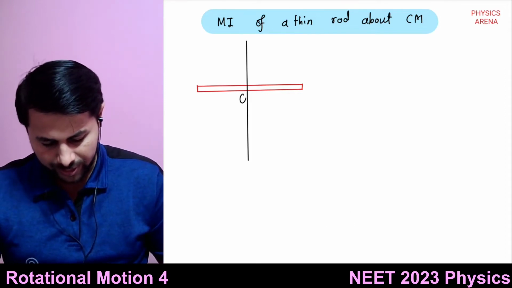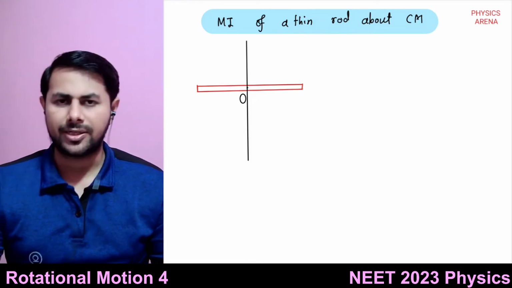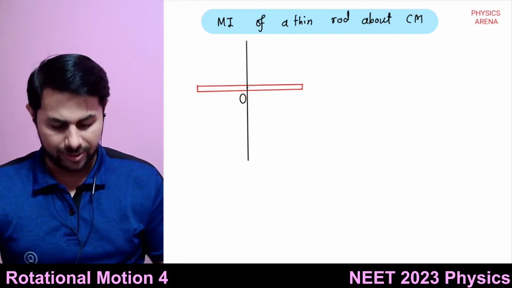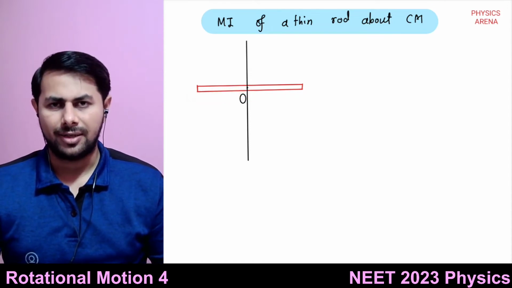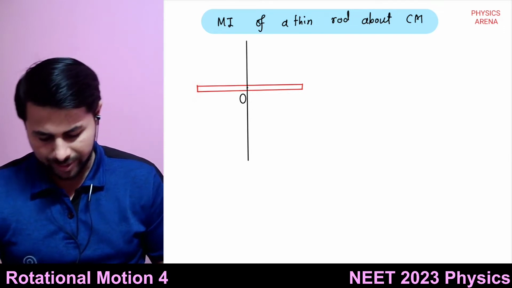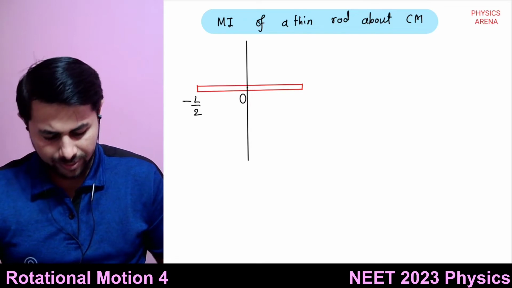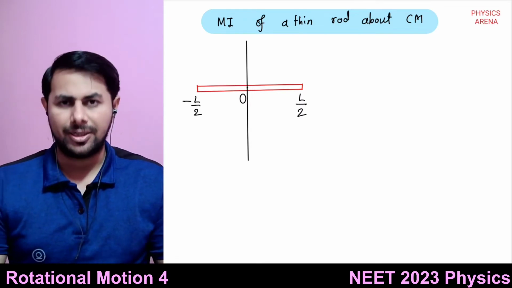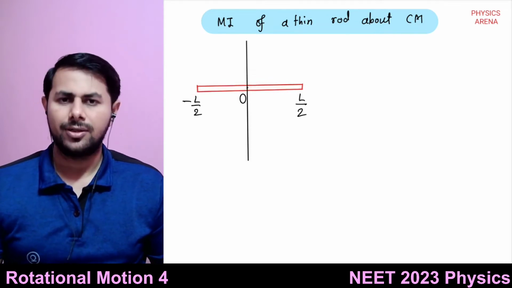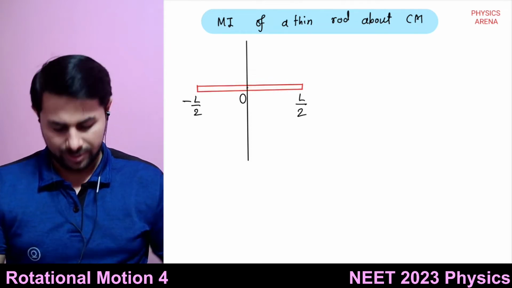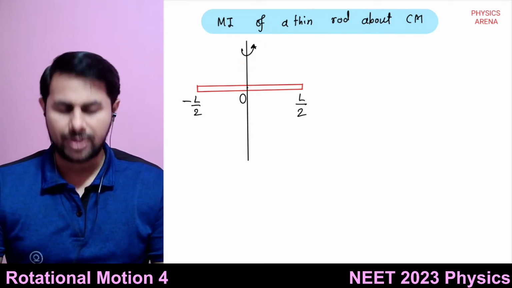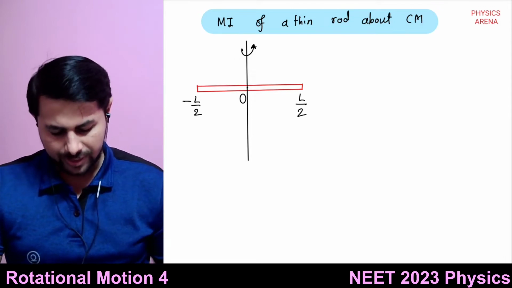Okay, so let's suppose this point is the center of mass. Distances towards the left, I will call them negative. Distances towards the right, I will call them positive. So the position of this point is minus L by 2. The position of this point is L by 2, because the total length is L. Suppose this rod rotates about this axis of rotation and I want to find the moment of inertia of this rod about this axis of rotation.